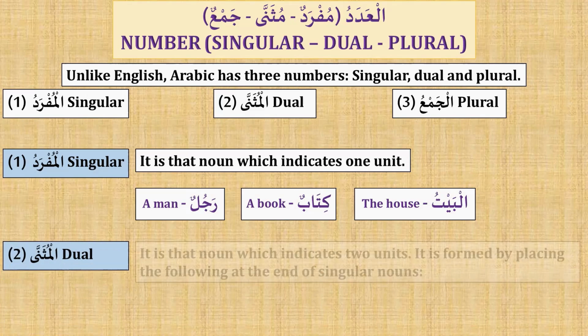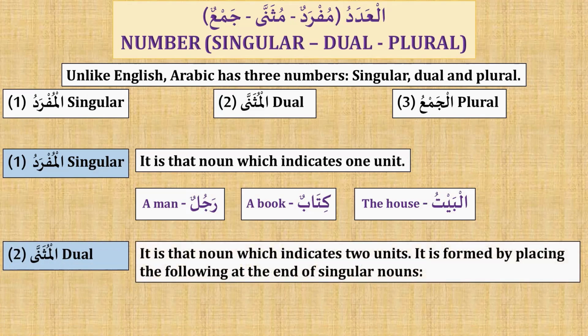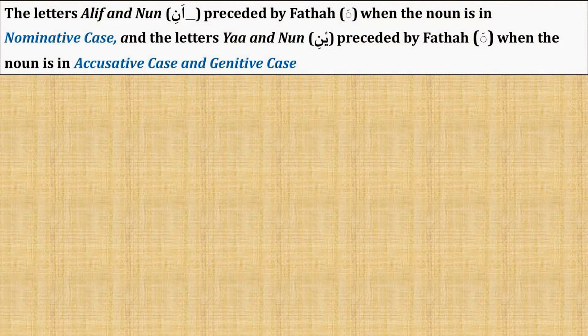Al-muthanna, dual. It is that noun which indicates two units, two objects or two things. It is formed by placing the following at the end of singular nouns. The letters alif and noon, ani, preceded by fatha when the noun is in nominative case, when it is marfu', and the letters ya and noon, preceded by fatha when the noun is in accusative case or genitive case, when it is mansub and majrur.